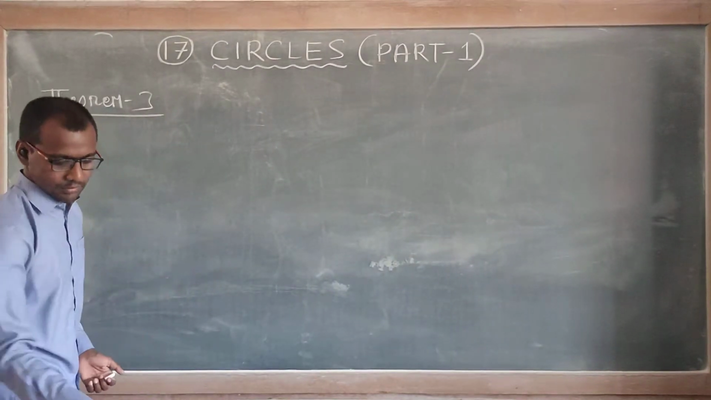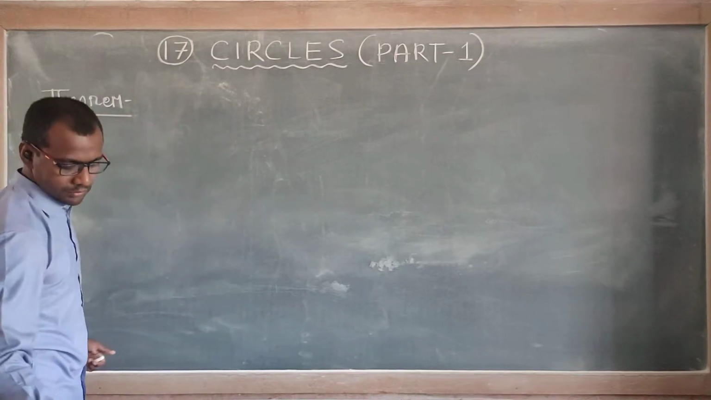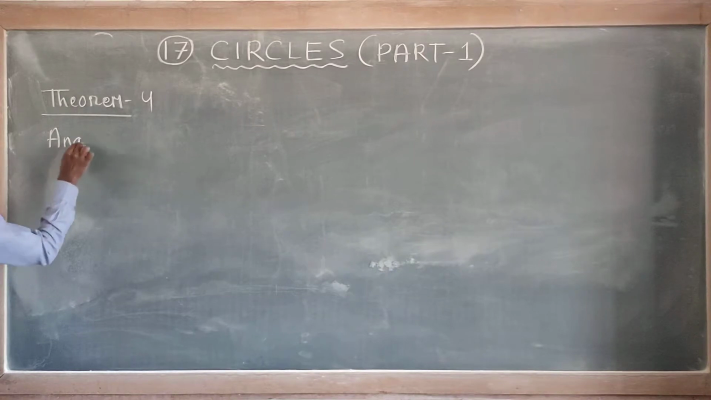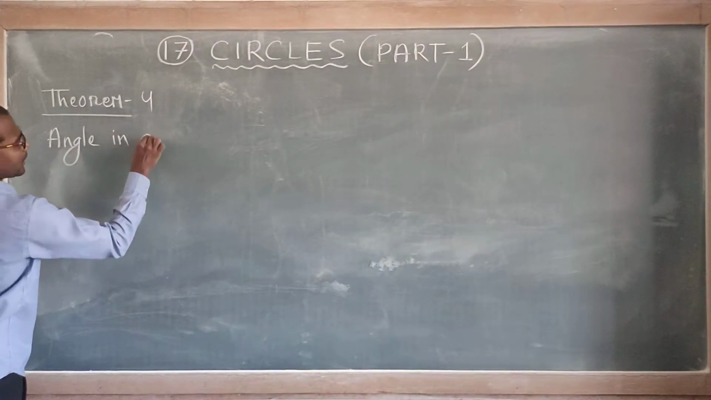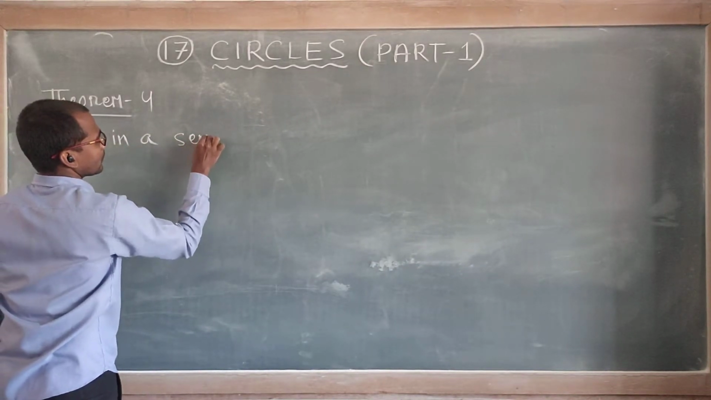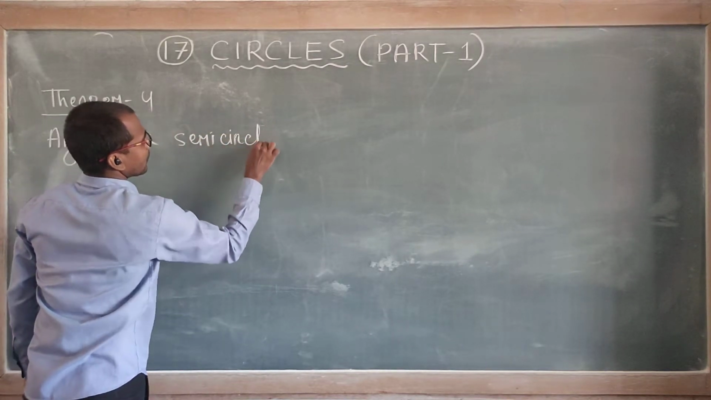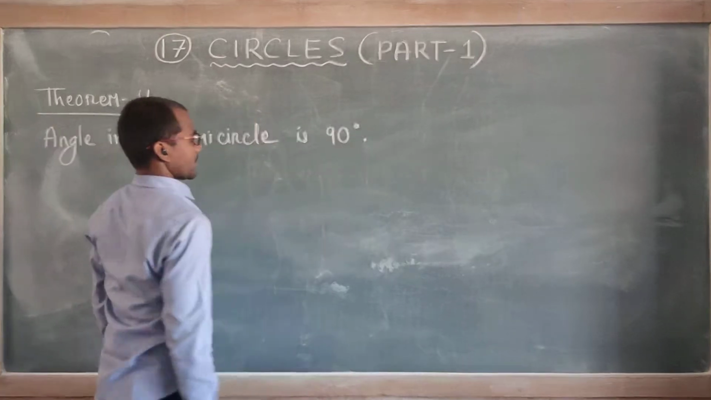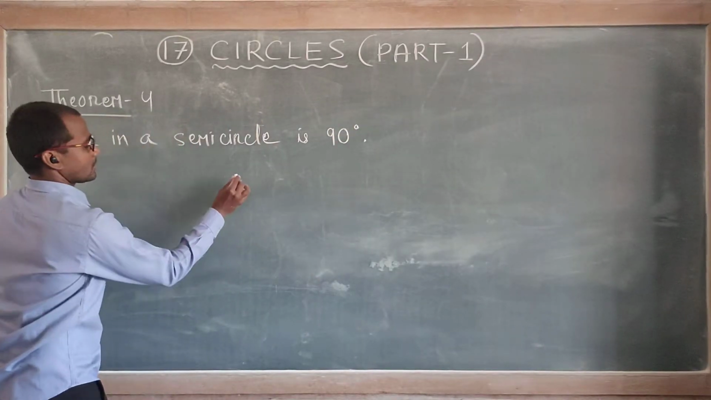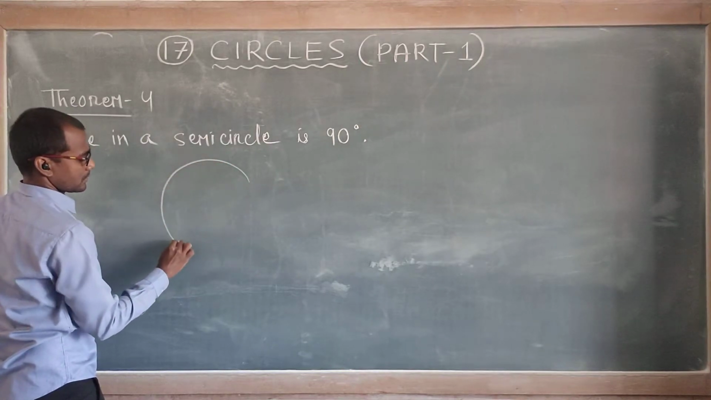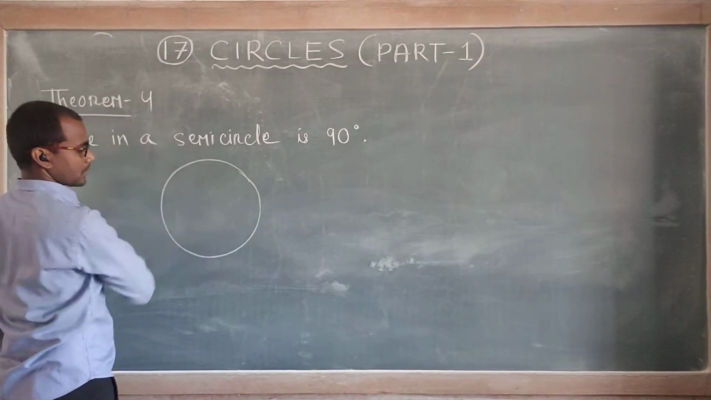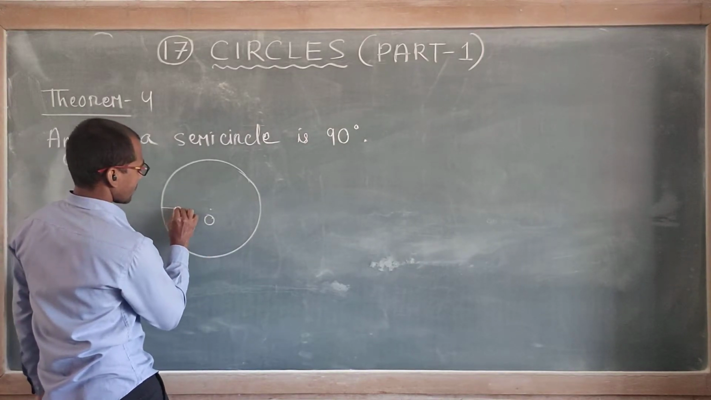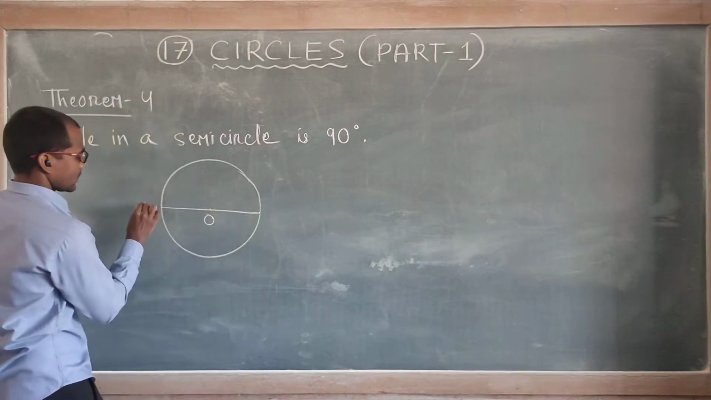Next is theorem number 4. Angle in a semicircle is 90 degree. Means, suppose you have a circle, O is the center. Suppose we have a diameter, this is AB.